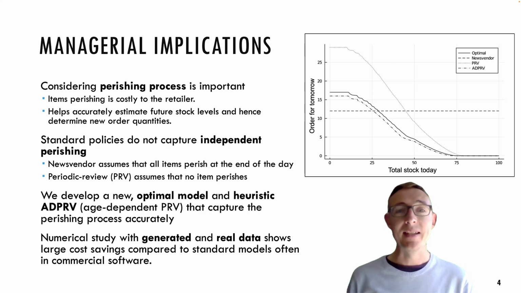With real and simulated data, ADPRV shows big savings compared to PRV and newsvendor, which are often used in commercial software in retailing. In the simulated case shown in the graph, we see that ADPRV tracks the optimal policy very well, whilst being also a lot quicker to calculate.